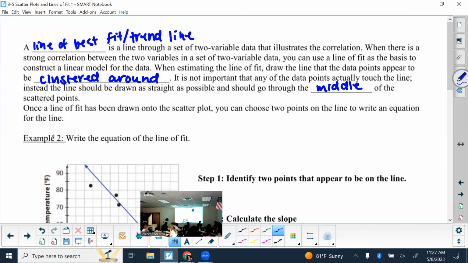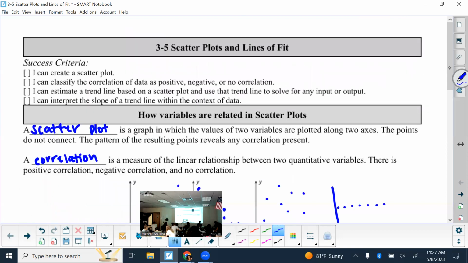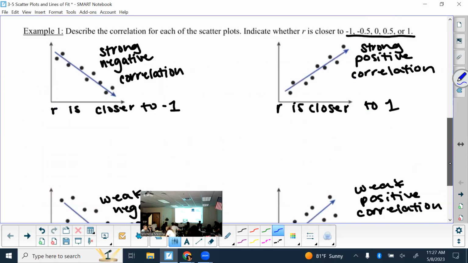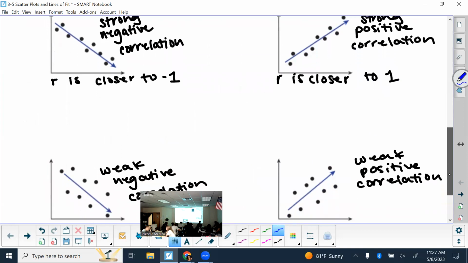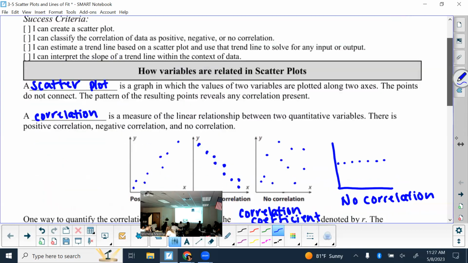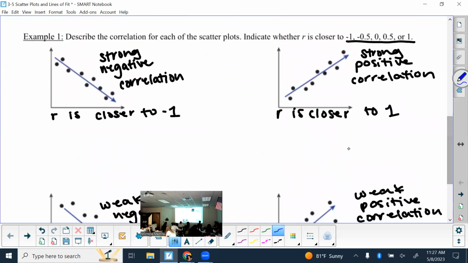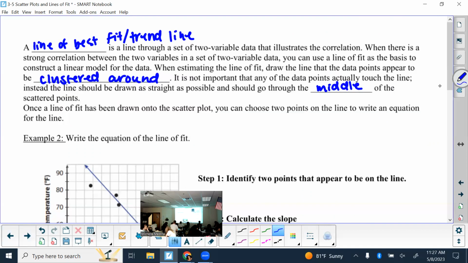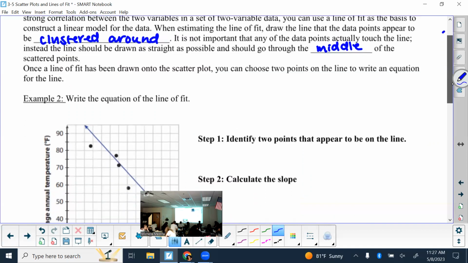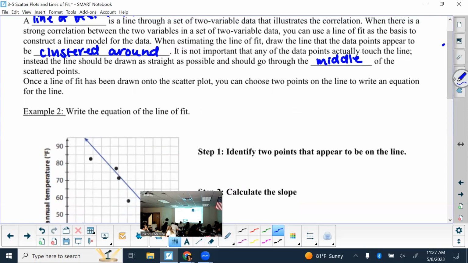As you noticed on the first page, none of them actually touch the line. Maybe a part of it does, but not all of them are on the line. Right? So this has to go through the middle of the data. Questions on that? All right, so that should be easy points on the test.